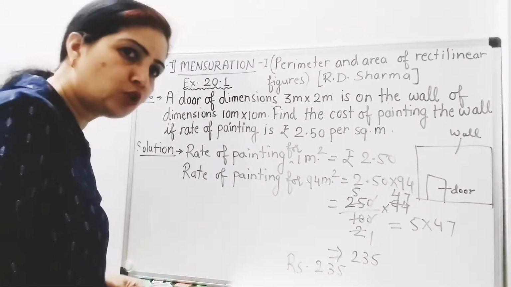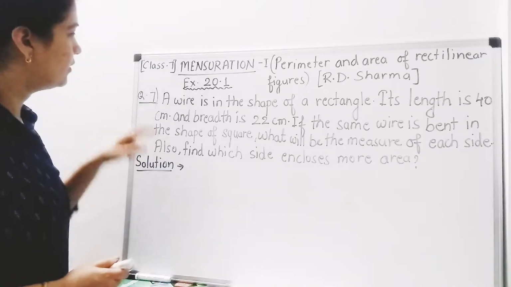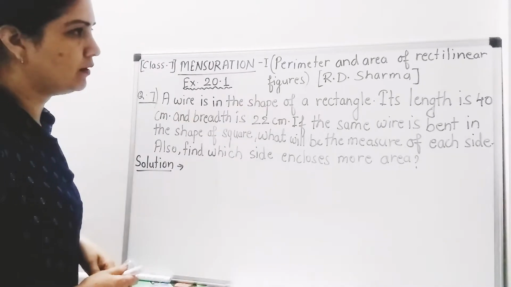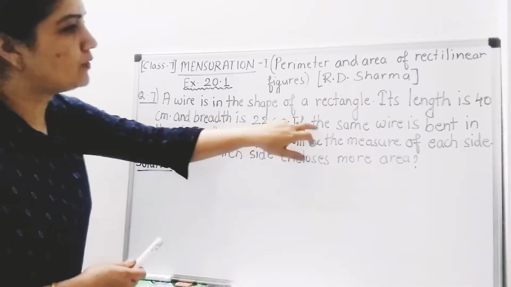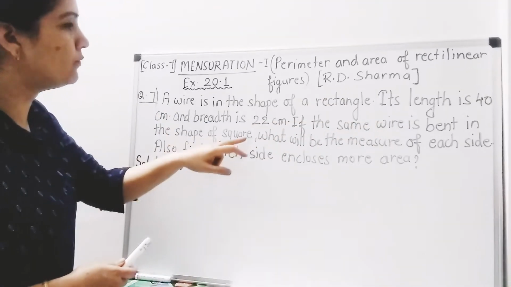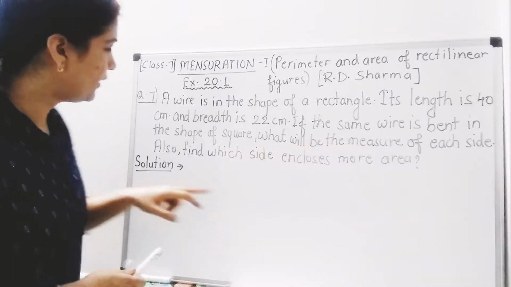Now we'll see the next question. Question number 7. A wire is in the shape of a rectangle. Its length is 40 centimeter and breadth is 22 centimeter. If the same wire is bent in the shape of a square, what will be the measure of each side?